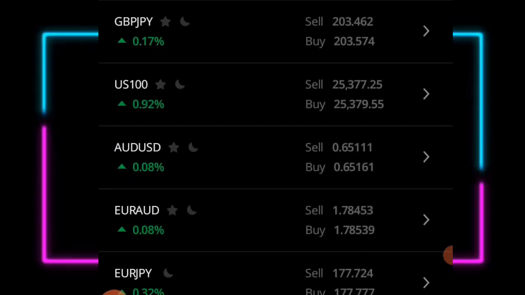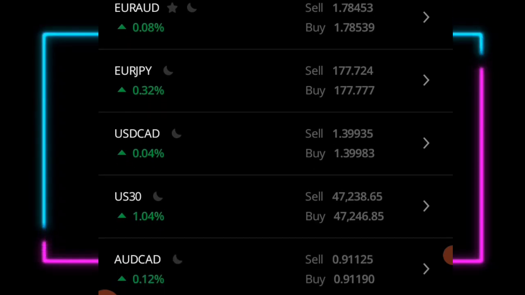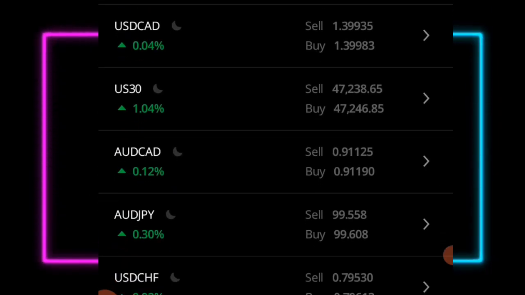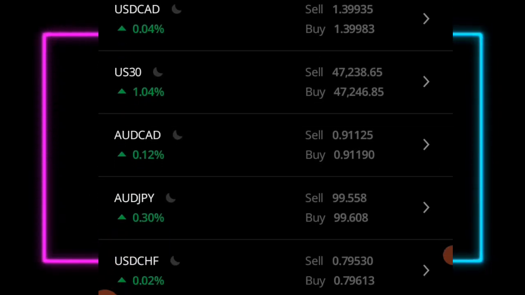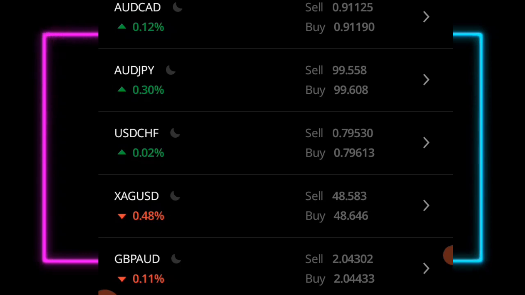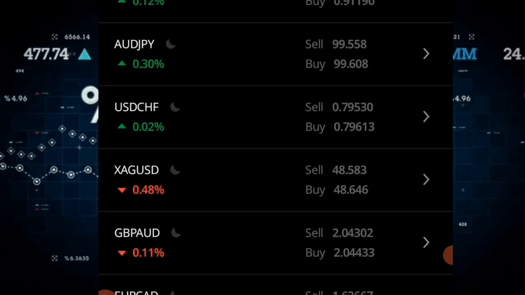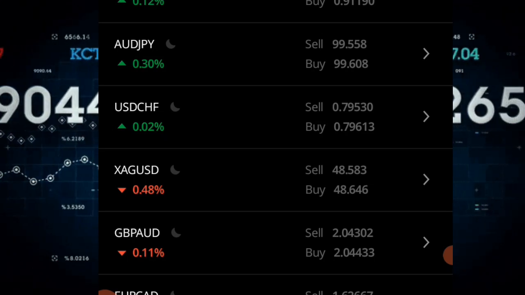Now you can scroll down on this platform. It has got a user-friendly interface. You can scroll down and place a trade on the desired instrument that you want to trade on. Now here you can see EUR/CAD. We have also CHF/JPY.